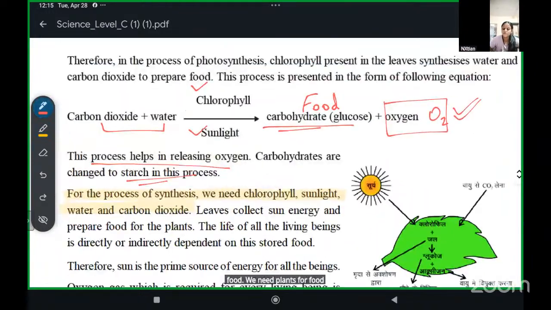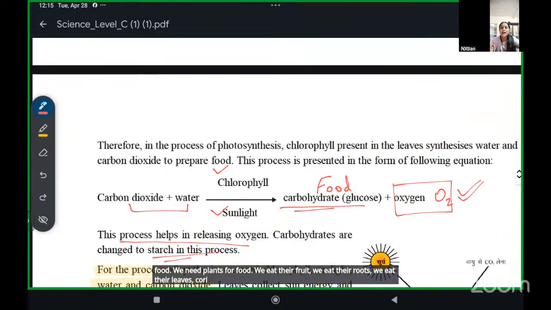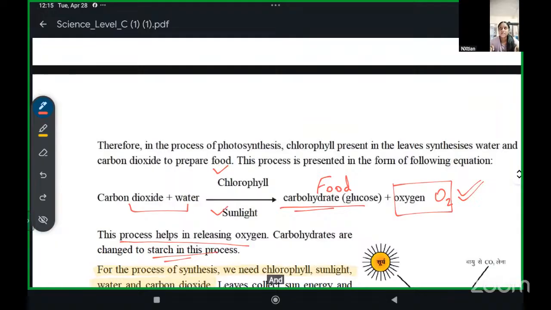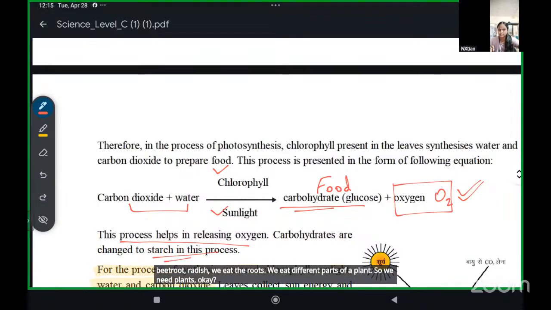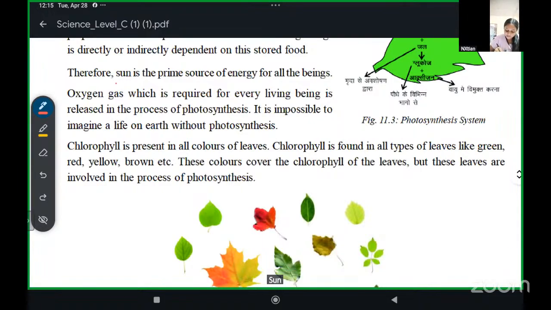We eat their fruits, we eat their roots, we eat their leaves, coriander, spinach and all of this. We eat the flowers such as cauliflower. We eat the roots such as radish and beetroot. We eat different parts of a plant. So we need plants. Then, the sun is the prime source of energy for all living beings.